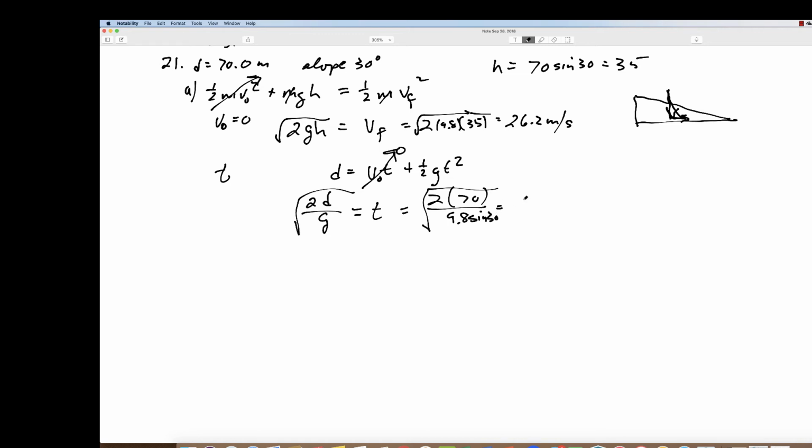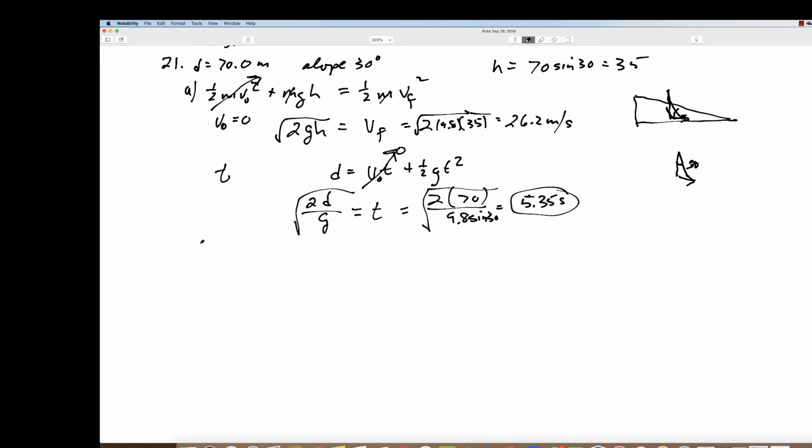If we do that, we get 5.35, because all of the weight is not used to propel them down the hill. It's only the parallel component, and the parallel component is the sine of 30 degrees. If I can draw that a little better, here's the weight, there's the normal, and there's the parallel. The parallel component is the hypotenuse times the sine of 30 degrees, so the acceleration is g times the sine of 30 degrees. So the time is going to be 5.35 seconds.